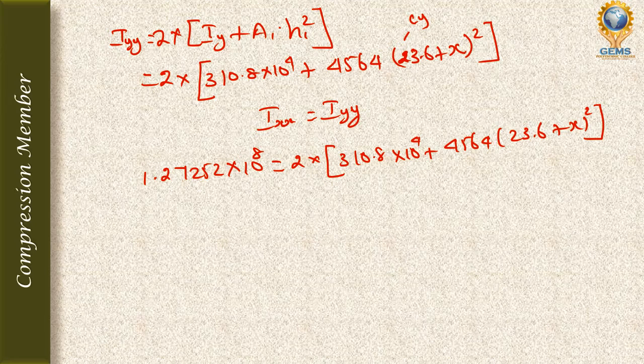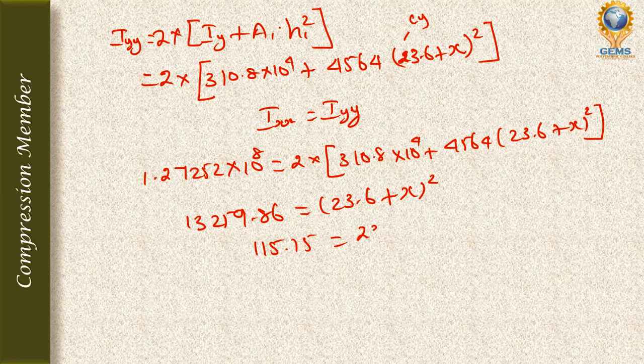So if you do the simplification, it will give 13259.86 into 23.6 plus x, whole squared. So taking square root on both sides, it will give 5.15 into 23.6 plus x. So the x value is 91.55.